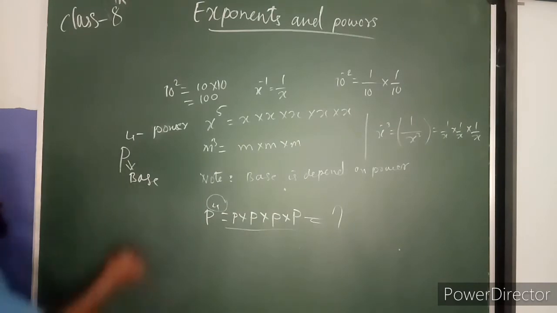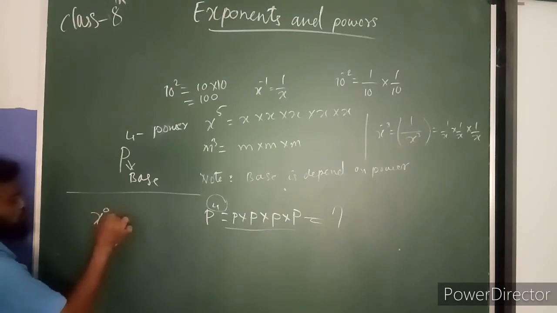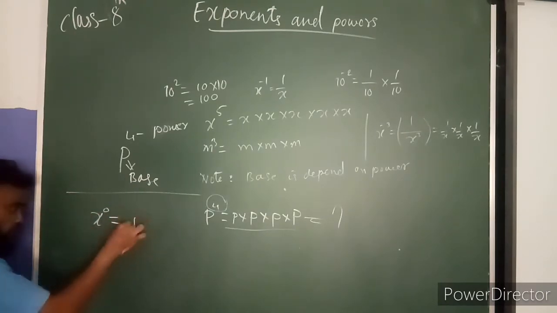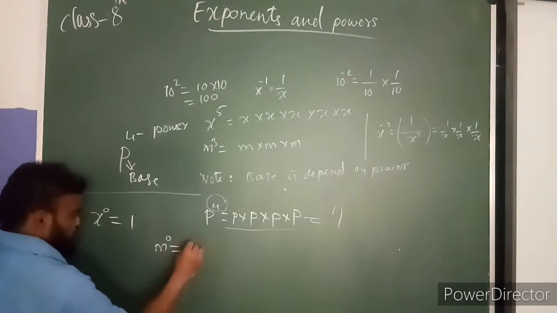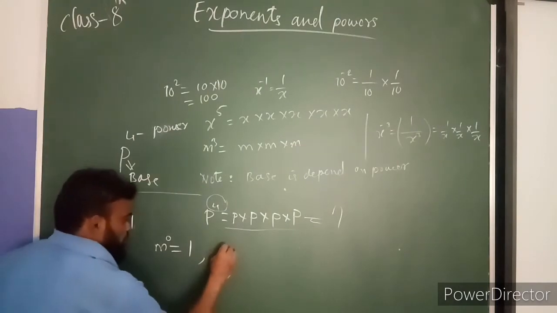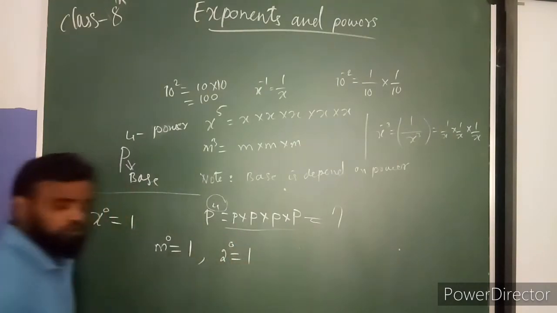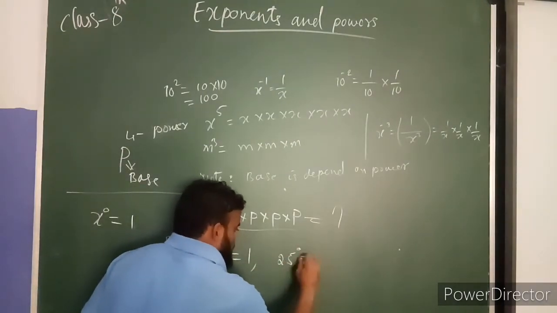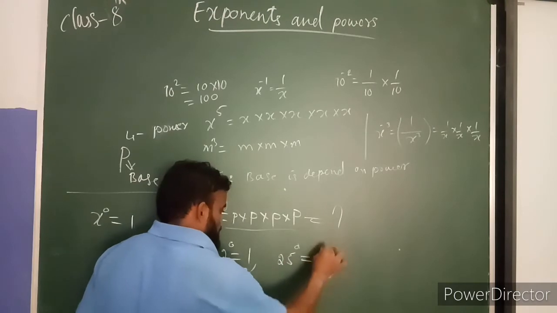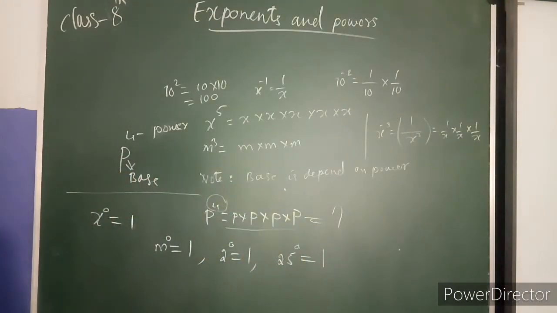If any number or any variable is given to the power of 0, see, x to the power of 0, the answer should come 1 only. m to the power of 0 is 1 only. 2 to the power of 0 is also 1 only. 25 to the power of 0, 20 to the power of 0 is 1 only. Any number or variable to the power of 0 is 1. Did you understand?